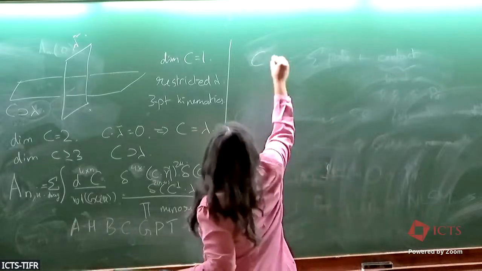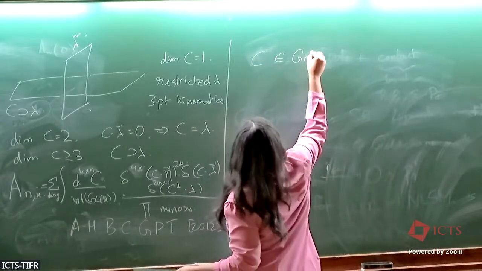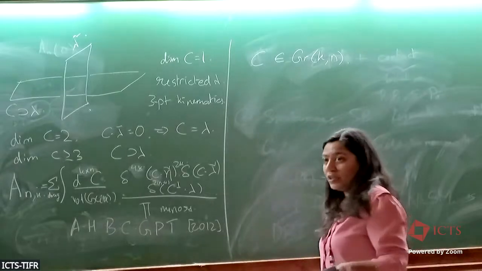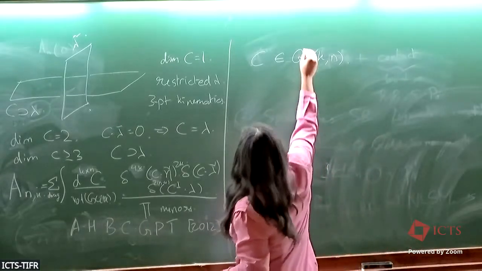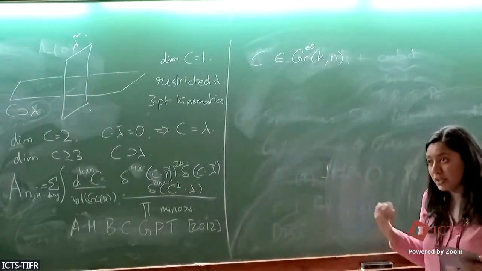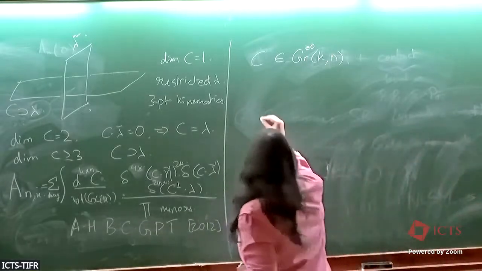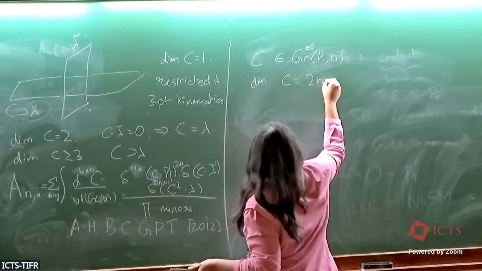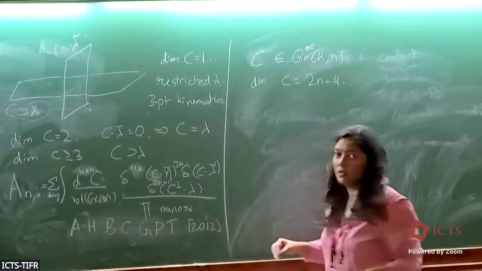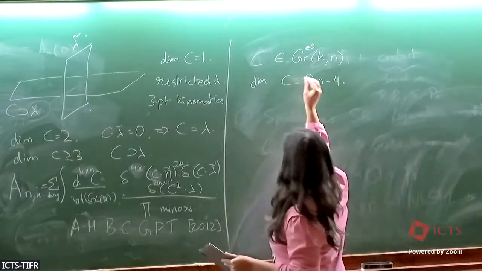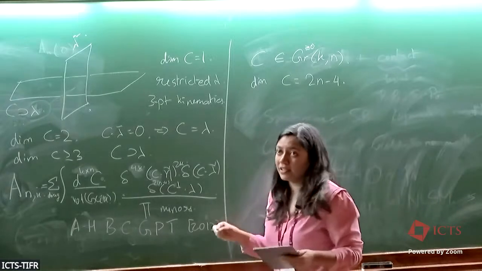So C belongs to G(k,n). Now, in particular, if you're doing adjacent BCFW shifts, it belongs to the positive Grassmannian, and also dim C is 2n minus 4 for any k. That's the cell that we're looking at.